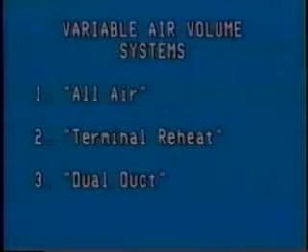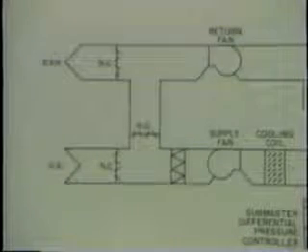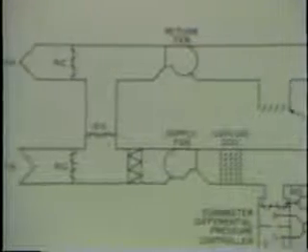Types of systems. There are 3 basic types of variable air volume systems. 1. The all-air variable volume system. 2. The terminal reheat variable air volume system. And 3. The dual duct variable air volume system. Buildings may contain any combination of the 3, since it is the terminal unit performance that varies. One central system could then contain terminal units of 3 varieties.